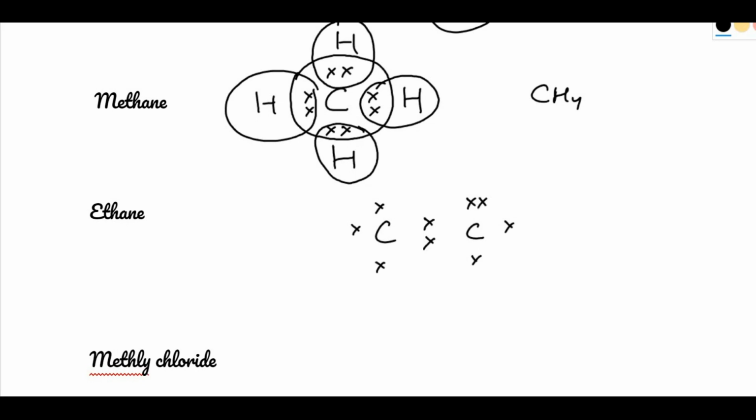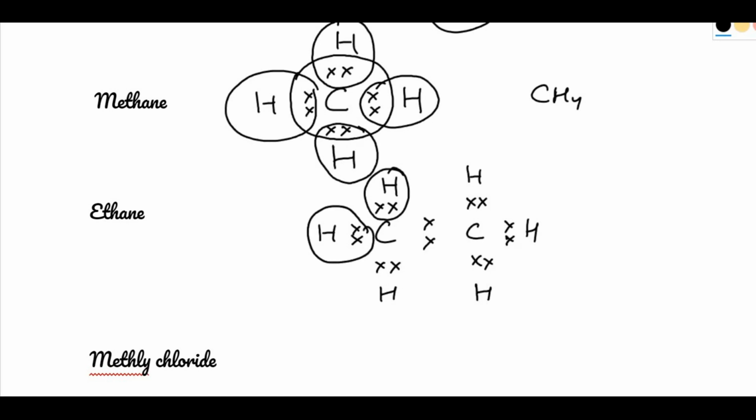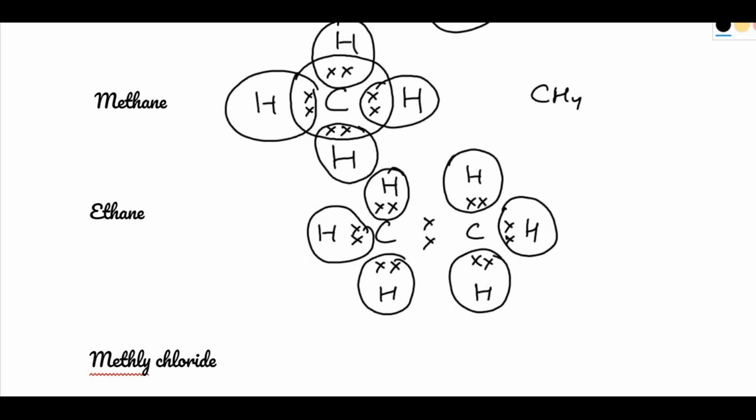So the other hydrogen is here, the other hydrogen is here, the other hydrogen is here. These hydrogens are also sharing their single electron with the carbon because they are monovalent. As a result, all the hydrogen reached their octet, their noble gas configuration. About carbon, each carbon gets 8 electrons, so carbon is also reaching its noble gas configuration, that is the neon. And this is how ethane looks like.